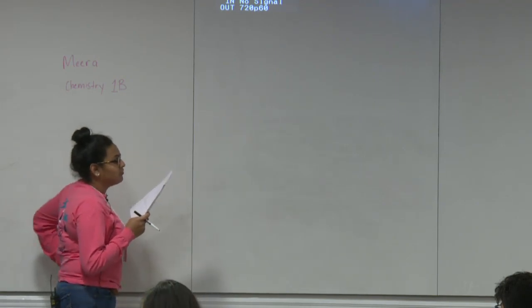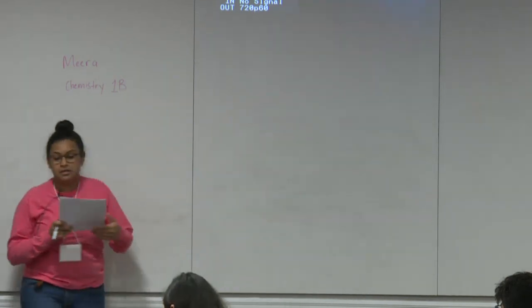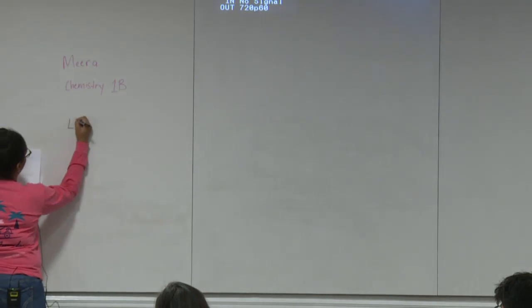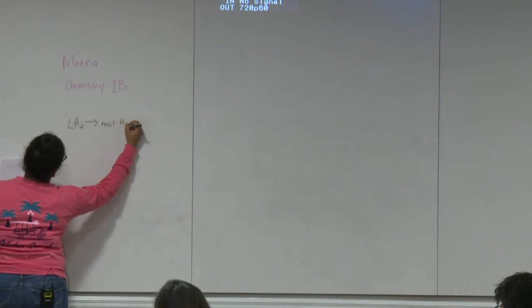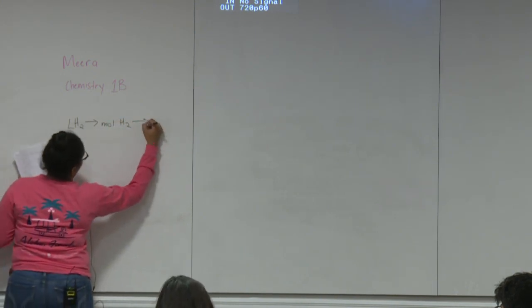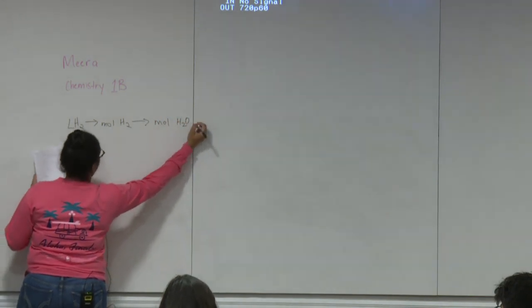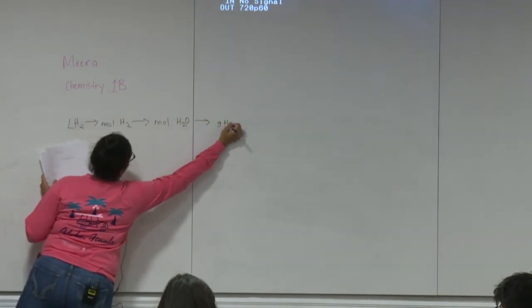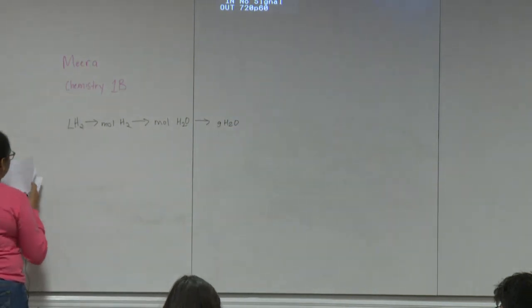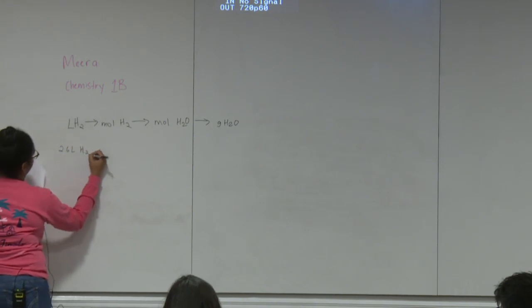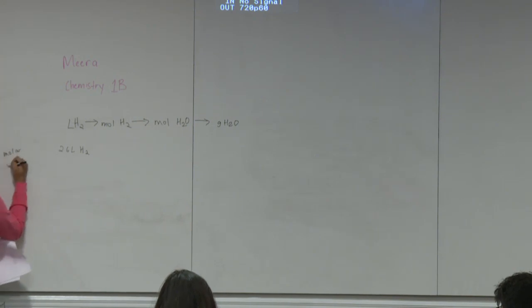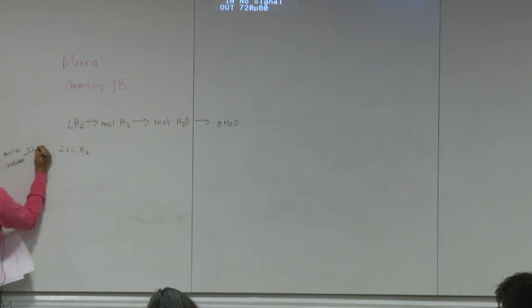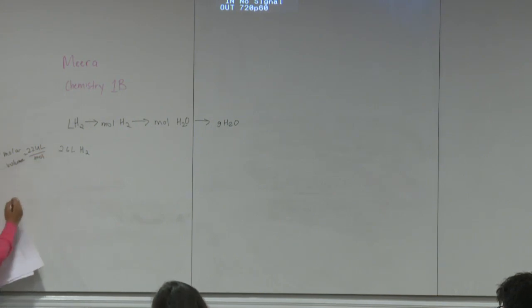How many grams of water form when 2.6 liters of H2 gas at STP completely react with O2? So we're going to start with liters of H2, convert that to moles of H2, then moles of H2O, and then grams of H2O. Okay, so we started with 2.6 liters of H2. And if a gas is at STP, we know that we can use the molar volume. So that is the molar volume, right?